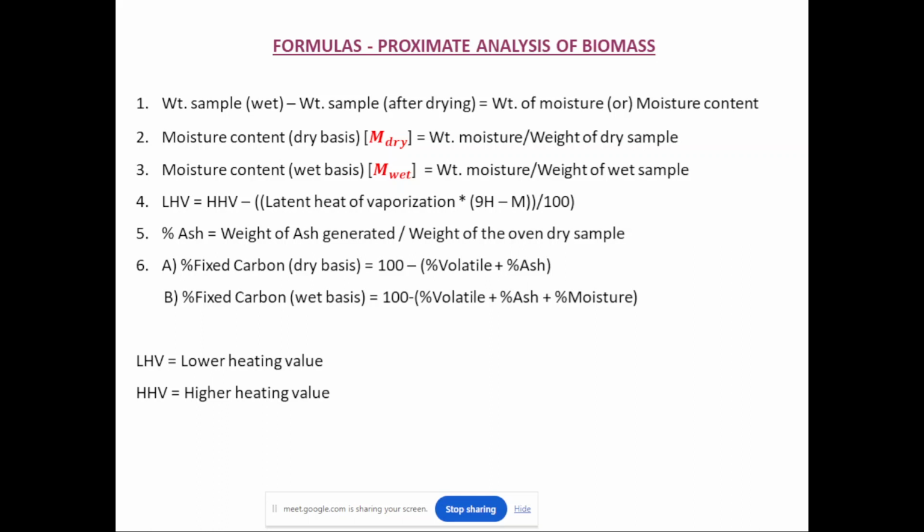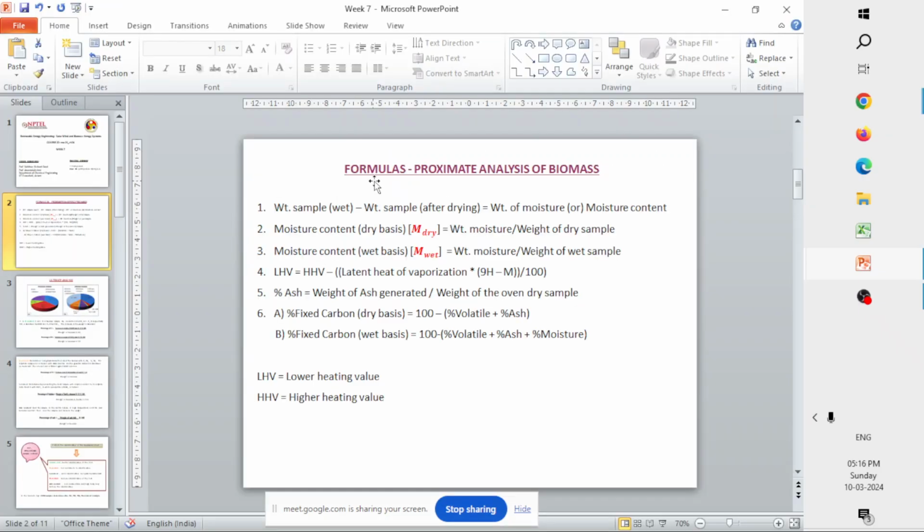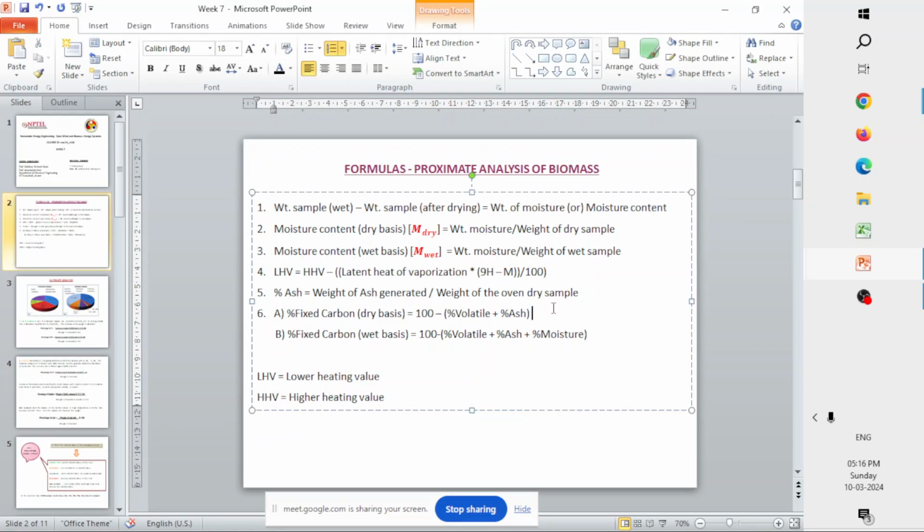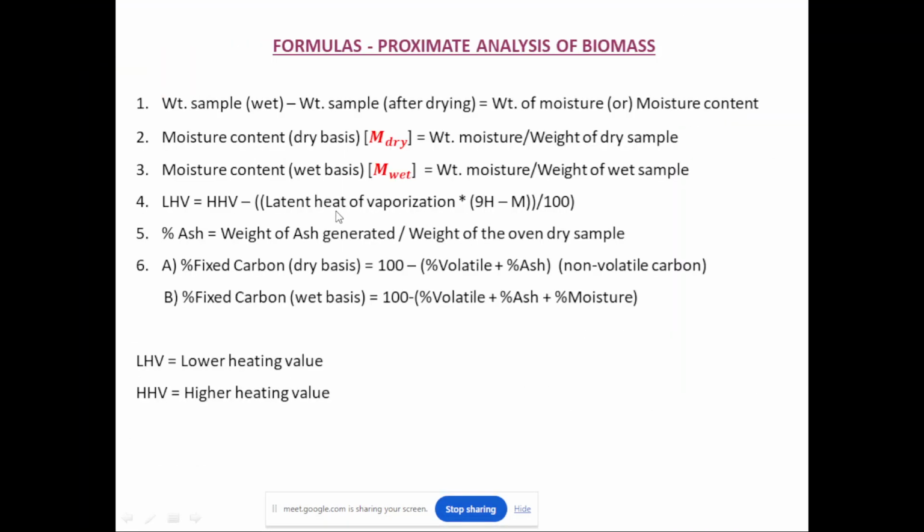Let me just repeat the definition again. It is the portion of the sample or the non-volatile carbon present in the sample as residue even after the volatile matter is removed. So let me just write it here. What is fixed carbon? Fixed carbon is nothing but your non-volatile carbon which remains in your sample even at a high temperature as residue.